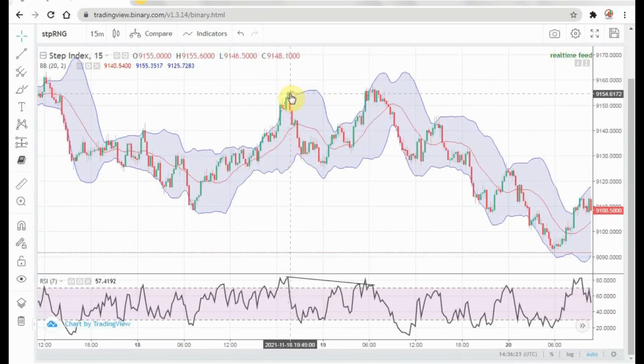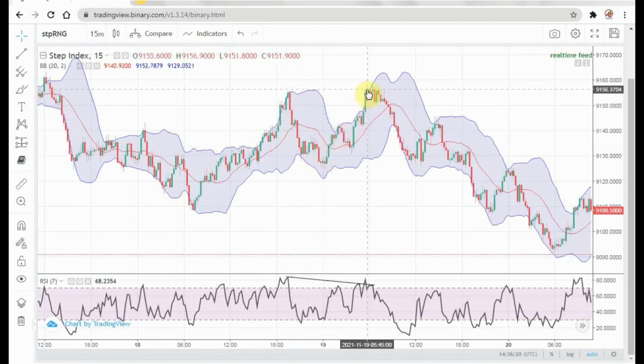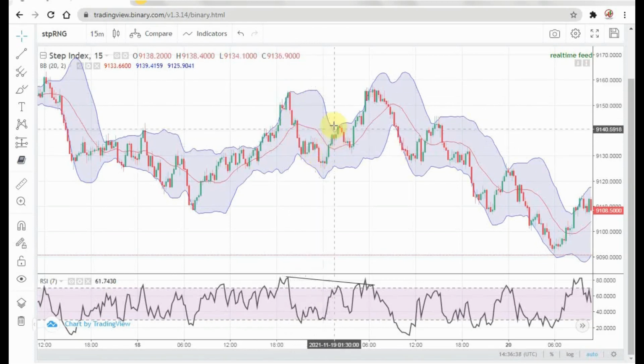So we take note of this high in the market. We now wait for price to come further and see what the market will do. So we have taken note of this already. When price came back, price was buying. You can see that price actually retraced on this Bollinger Band.